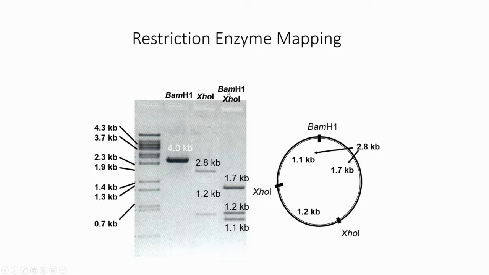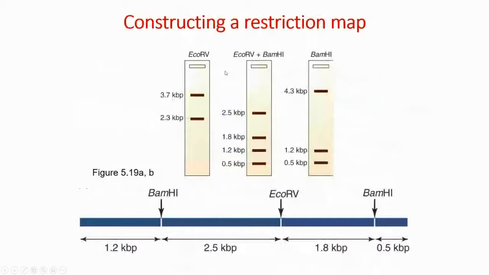If you have double digestion, 1, 2, 3 sites give you 3 fragments, and then these are the sizes of the fragments. Normally, based on this gel electrophoresis analysis, you'll be able to interpret the specific location of the enzyme. Okay, so let me see if we have the example here. Okay, here is the example.